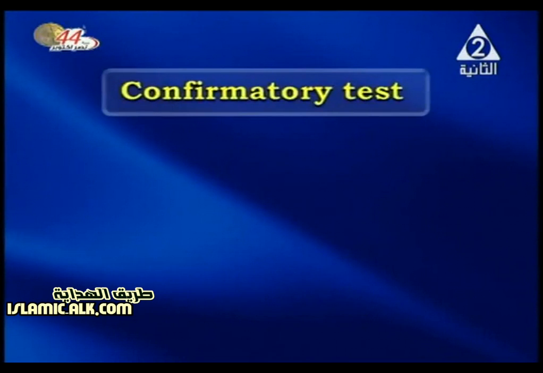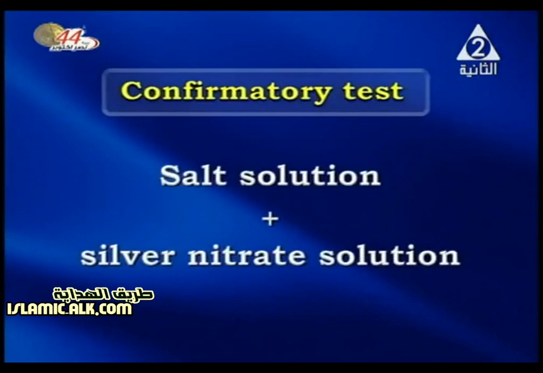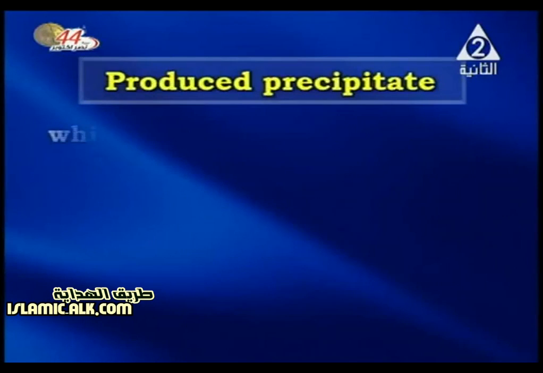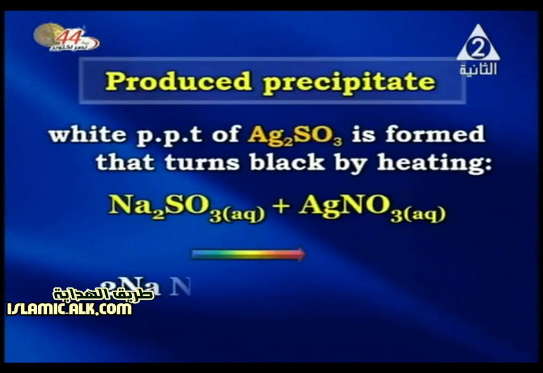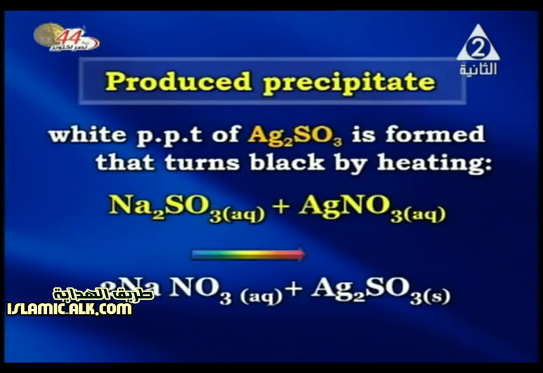Now, my dear student, we are going to discuss the confirmatory test. Here the salt solution plus silver nitrate solution. The produced precipitate here is white precipitate of silver sulfite, which turns black by heating. Here, my dear student, when sodium sulfite reacts with silver nitrate, a double substitution reaction occurs, giving sodium nitrate and the silver sulfite that is formed, which is white precipitate, as shown in the following animation.